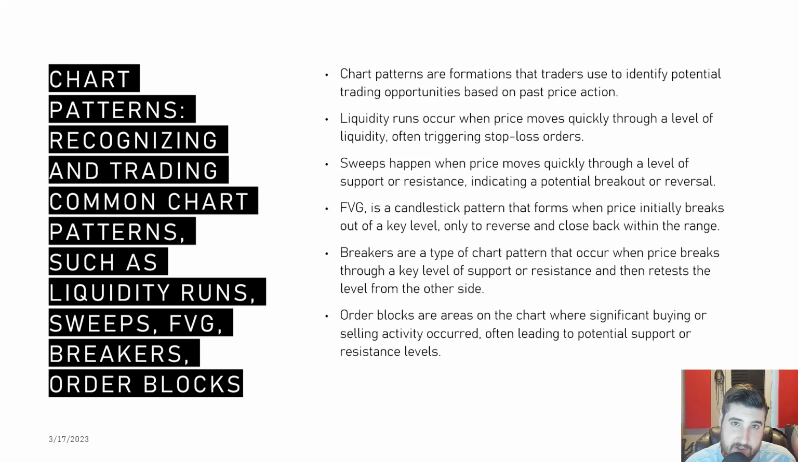Breakers, so that we kind of already went into, that is like the mitigation block. They're very, very similar with one key difference. I'll show you guys in the examples. And then the last one is order blocks. That is an area on charts where significant buyers' and sellers' activity occurred. So this usually leaves an area where price comes back and it bounces back up. It respects it, and then we go back up.